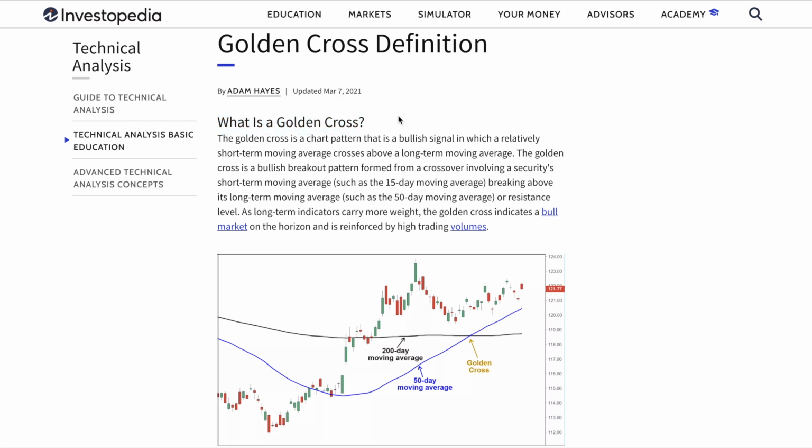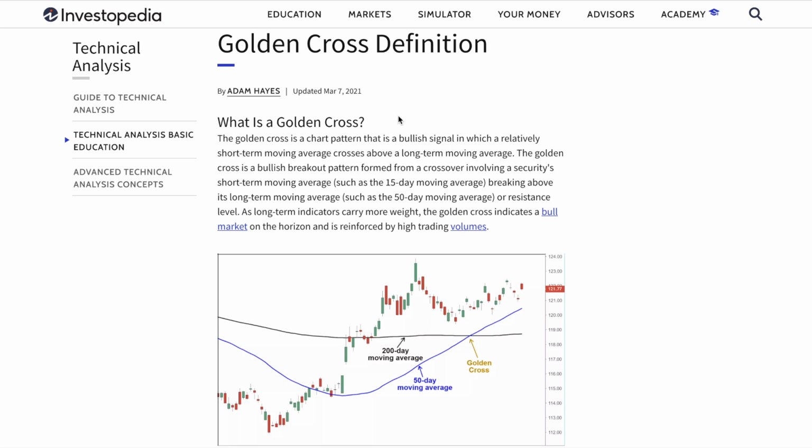The golden cross is a chart pattern that is a bullish signal in which a relatively short-term moving average crosses above a longer-term moving average. The golden cross is a bullish breakout pattern formed from a crossover involving a security's short-term moving average, such as a 15-day moving average, breaking above its longer-term moving average, such as a 50-day moving average or resistance level. As long-term indicators carry more weight, the golden cross indicates a bull market on the horizon and is reinforced by high trading volumes. We're not going to be looking at trading volumes because we're looking at 10 different Forex markets.